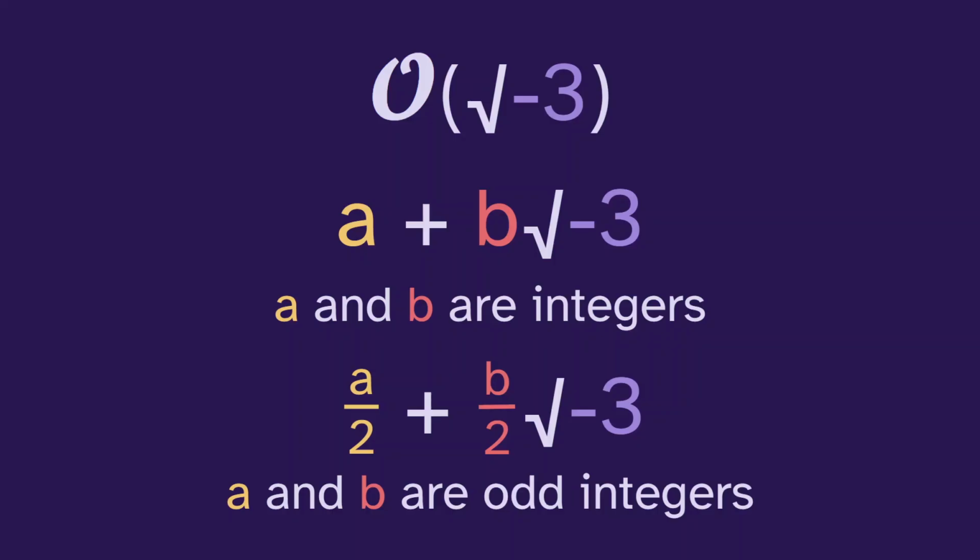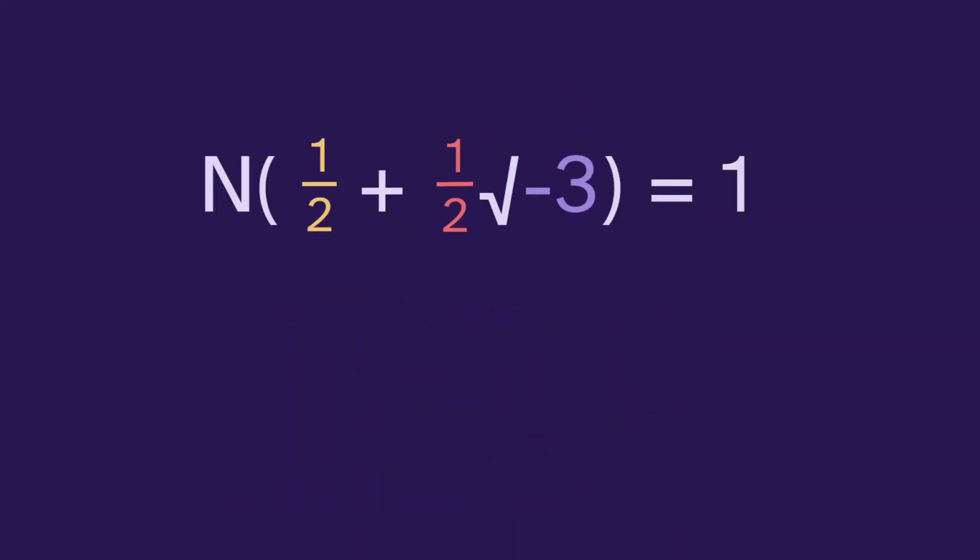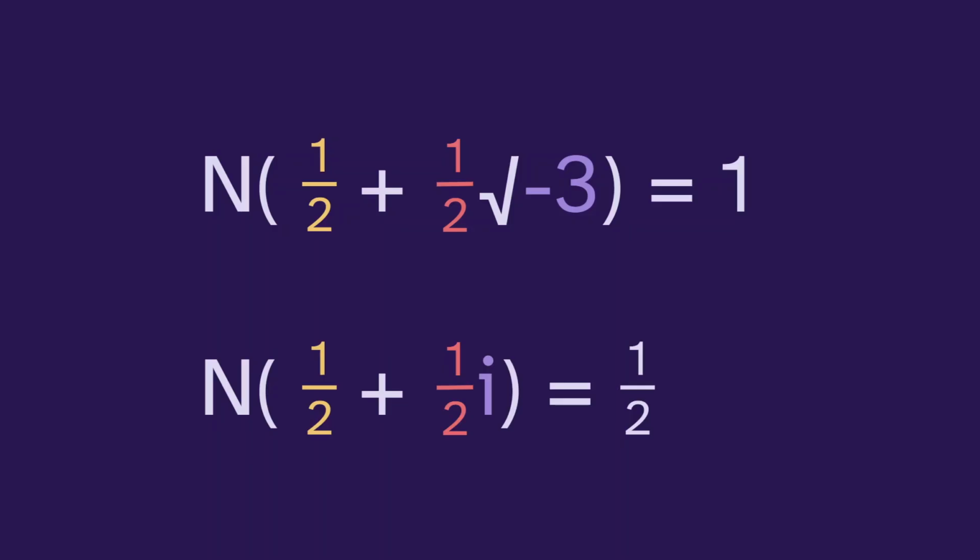This second set of numbers are those points in between the main lines that are shifted. So why is O root 3 defined differently? These aren't really integers, they are halves. But the norm of these are integers. For example, the norm of a half plus a half root 3 is 1, whereas the norm of a half plus a half I is 1/2. So maybe we can think of the integers root negative 3 as not having integer coefficients, but having integer norms.